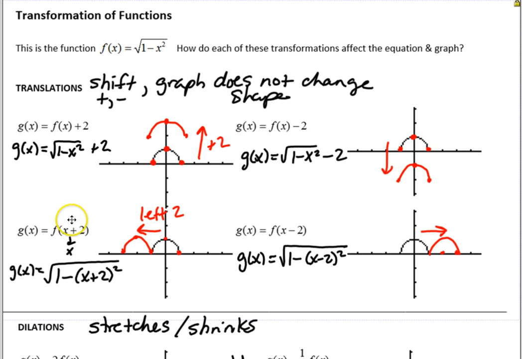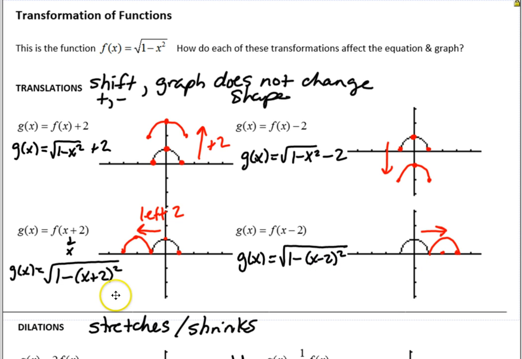Now if I add inside the function, like this, x plus 2 inside the function, it changes the input value. In other words, before I do anything to this number, I add 2 to the number. So I take x, add 2 to it, square it, and then subtract it from 1. So what effect does that have on the graph? Well, it turns out adding inside the function shifts the graph to the left, while subtracting inside the function shifts the graph to the right.